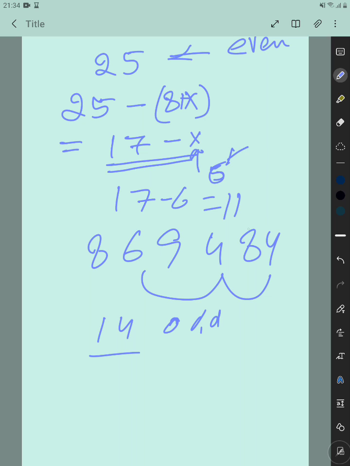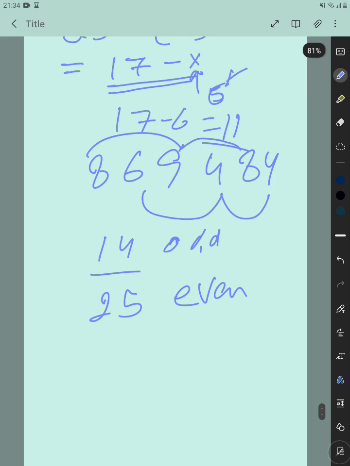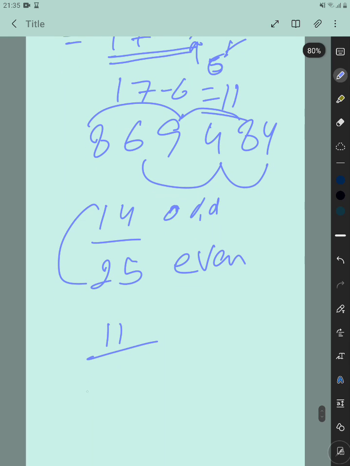Now we need to sum the digits at even places. That is 8 plus 9 plus 8. It is 25, and it is even. And now the difference is 11. So it proves that what we have found, that is 6, was the correct answer. So in this part the answer is 6. So the blank space digit is 6.